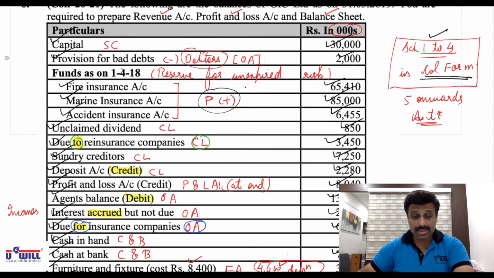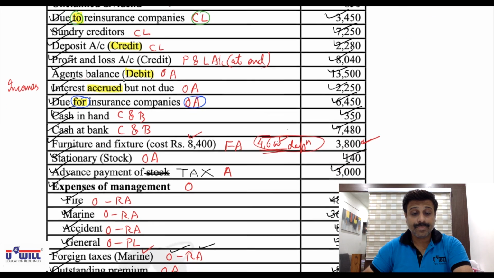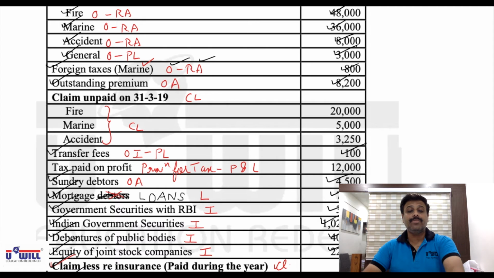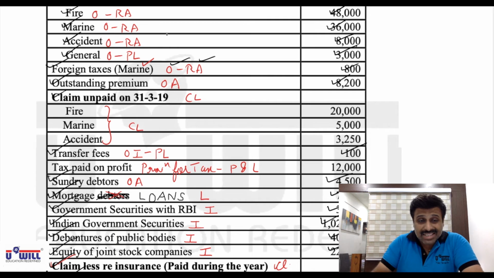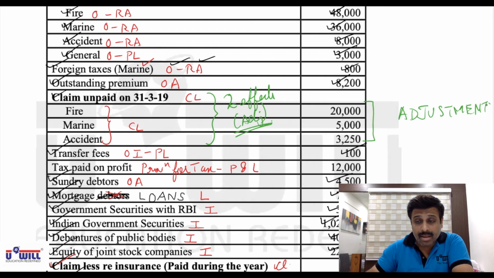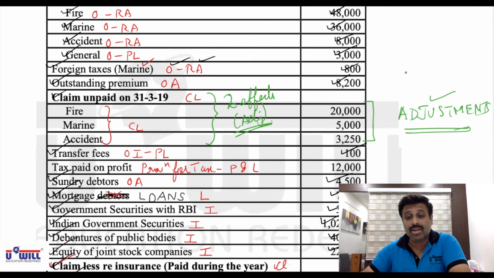Then after deposit accounts credit balance, current liability CL marked items, claims unpaid. Okay, one thing I want to discuss here, everyone be attentive. Very important point. This unclaimed dividend, in college they have given two effects. Actually this item should have been given in adjustments. It's a mistake done in college, but we have to do it as per what they are doing in college.